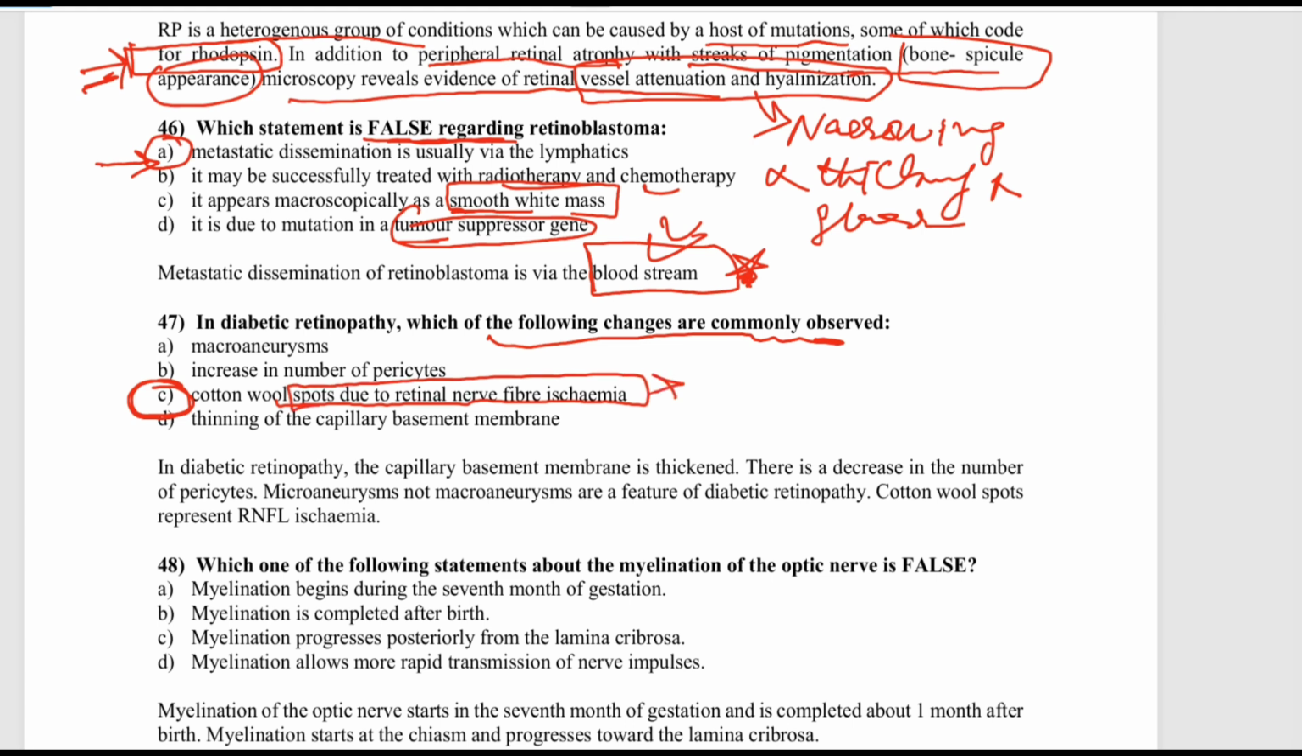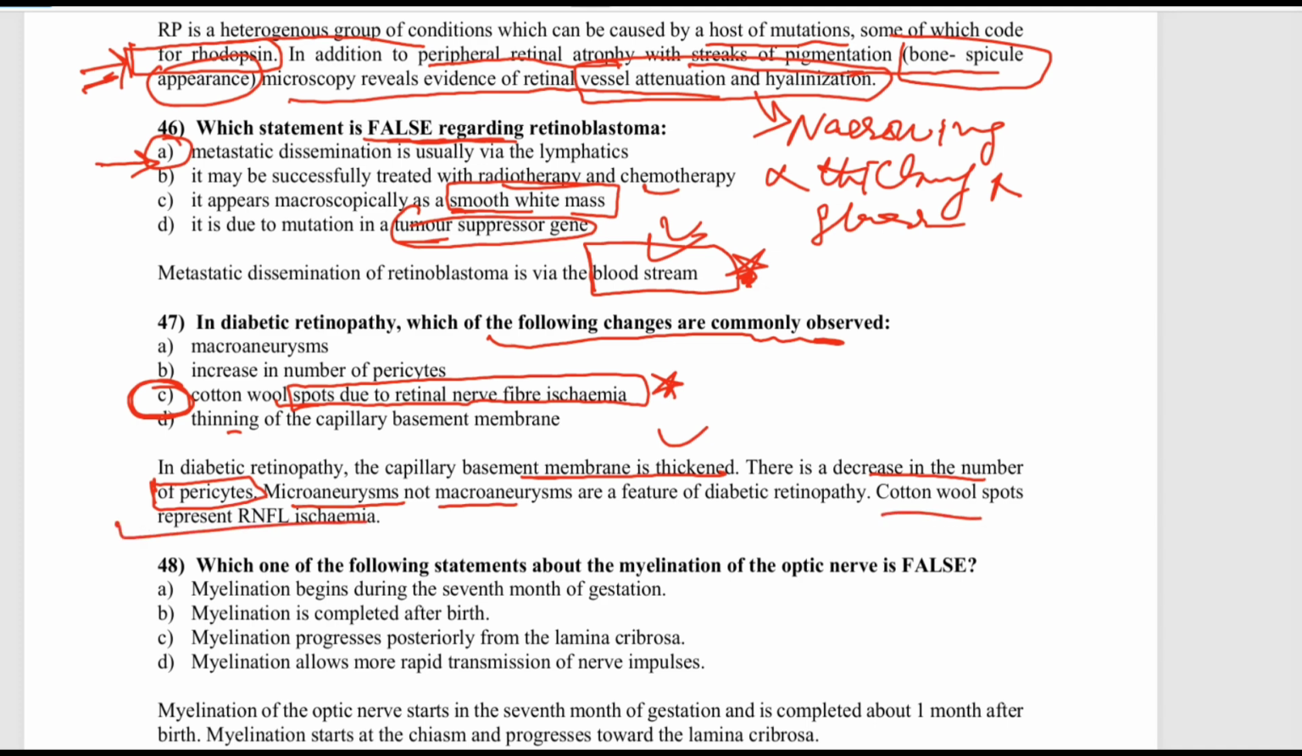Very important. And what about the other options? In diabetic retinopathy, the capillary basement membrane is thickened. There is no thinning. There is thickening. There is a decrease in the number of pericytes. Remember all these changes. Microaneurysms are present, not the macro. Cotton wool spots, I have already told you.